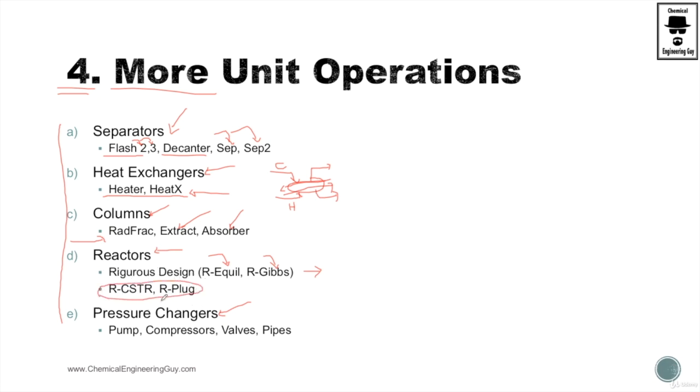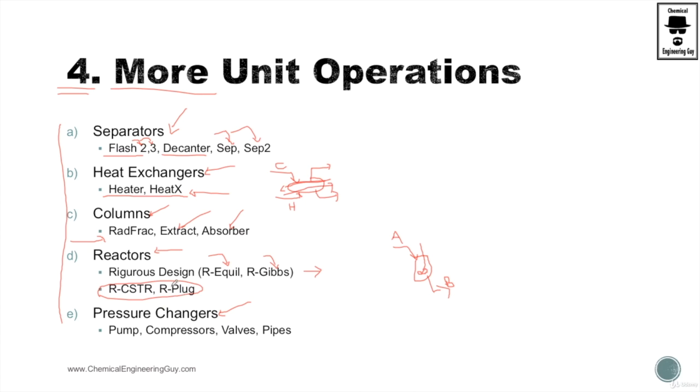Also the RCSTR, remember that this is the continuous stirred tank reactor. You have this tank right here, which is actually a reactor. Let's say that A is converted to B, and this is continuously stirred.